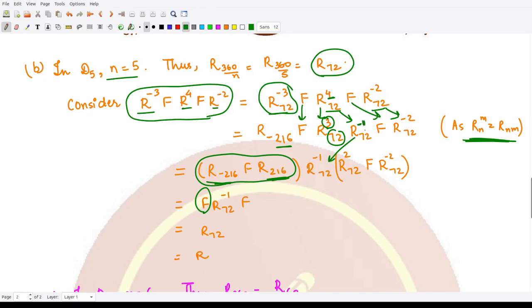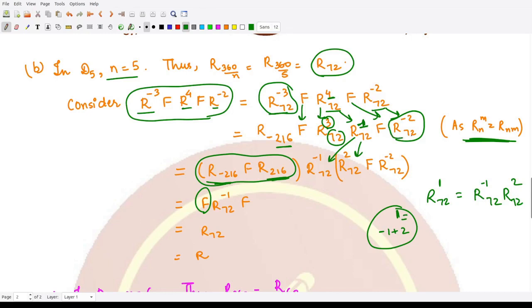Now again, this was power how much? This was power 1. You can write power 1 as minus 1 plus 2, correct? There is no issue. You can write it like this. So therefore, we have written R72 raised to power 1 as R72 raised to power minus 1 and R72 raised to power 2, right? Why? Because here we have R72 raised to power minus 2, which we wanted to get rid of. So we also want R72 raised to power 2 here, so that we can apply the result onto this expression. So once you apply this result, it would give you just F, right?